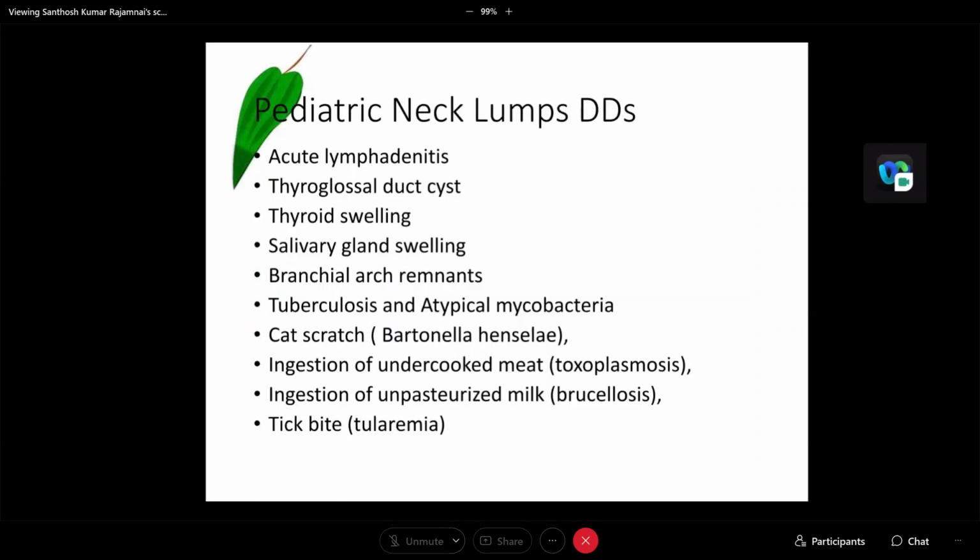So let's look at what the pediatric neck masses are, right? The most important pediatric neck mass is acute lymphadenitis. Second is your thyroglossal cyst. Acute lymphadenitis and thyroglossal cyst account for around 90% of the neck swellings. The rarer swellings are thyroid swelling in a child, salivary gland swelling, branchial cysts, tuberculosis, cat scratch disease, toxoplasmosis, brucellosis, and tularemia.